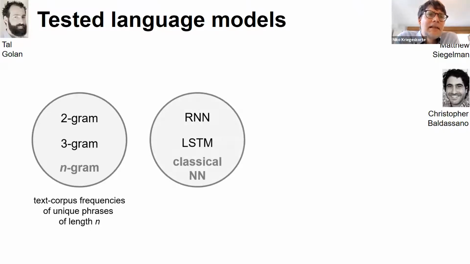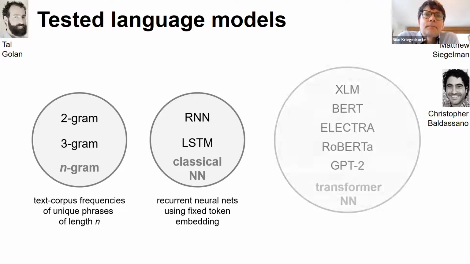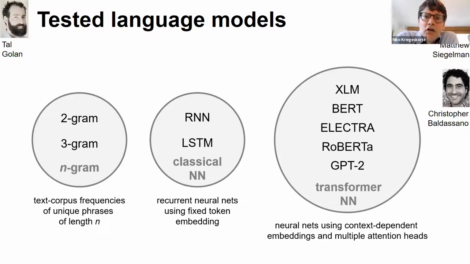They also used classical neural network models. So these are recurrent neural nets using fixed token embeddings. And they used some of these more modern transformer neural network models, which are neural nets that use context-dependent embeddings and multiple attention heads. And there were 5 different models in this class, including BERT and RoBERTa and GPT-2 and a couple of others.